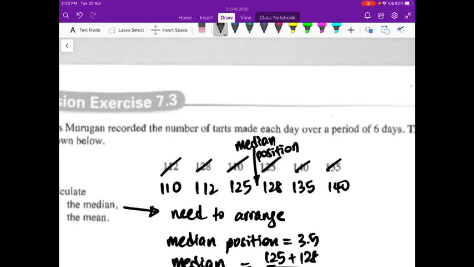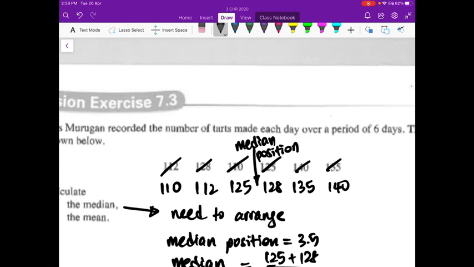Now if I had 3 pieces of data, 1, 2, 3, where is the median position? It's the middle one, right? Let me get a 2. You take 3 plus 1 is 4, divided by 2, you get 2. If we have 6 pieces of data, 6 plus 1 is 7, divided by 2 is 3.5. That's the median position. If I have 10, where's the median position? 5.5, between the number 5 and the number 6. 10 plus 1 divided by 2.